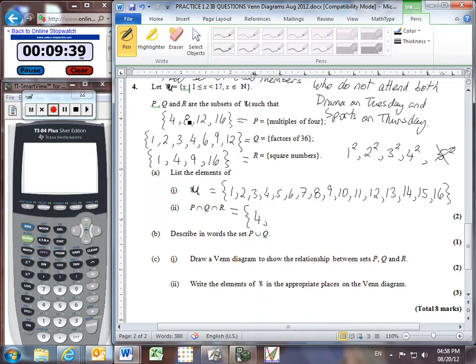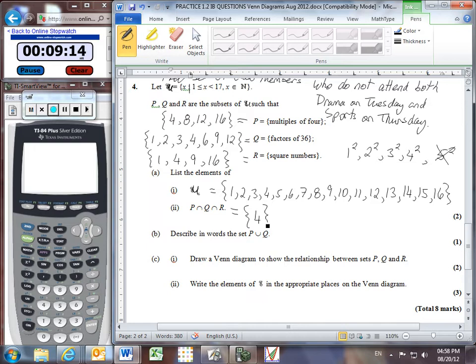How about 8? Nope, doesn't appear in either of the others. How about 12? We see it here, but it's not down here. And how about 16? No, it's not in the second one, even though it's in the third. We're looking for numbers that appear in all three sets simultaneously. And so that's it. We got nothing other than the 4, and I can just close my set right now, because that's the only element that belongs to each of them.